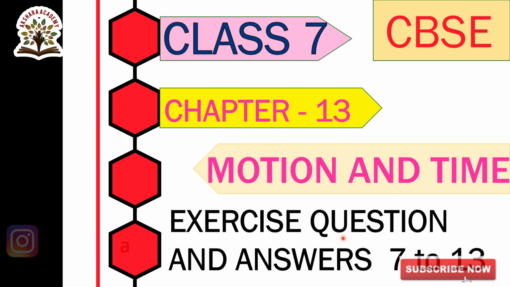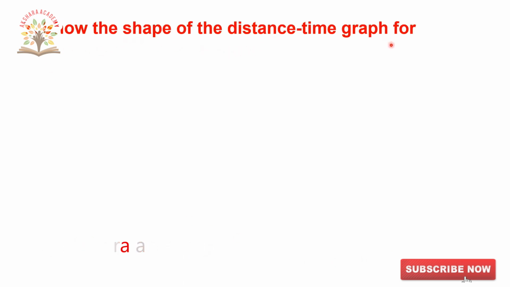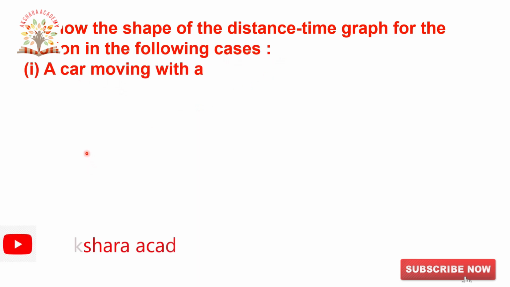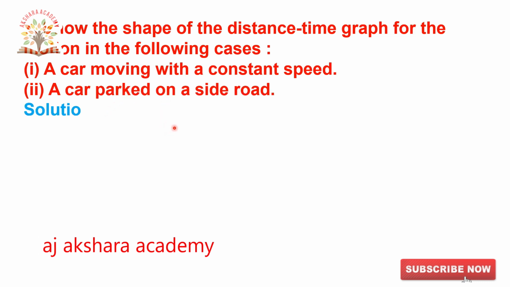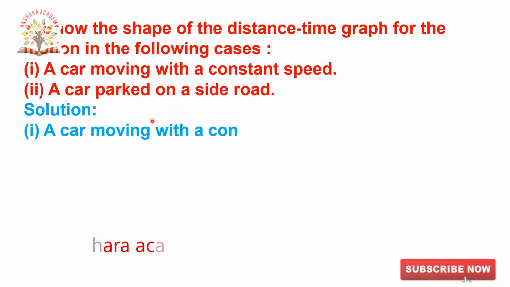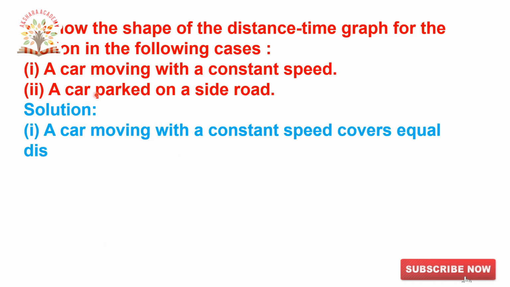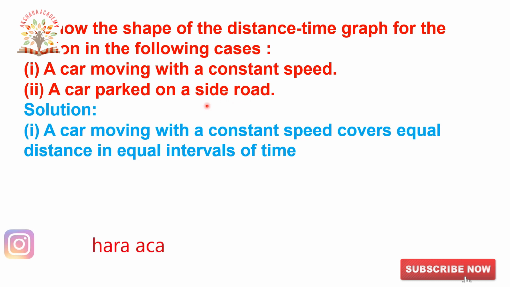Motion and time exercise question and answers from 7 to 13. Let us go to the first question. Show the shape of the distance time graph for the motion in the following cases. Here in this question they are asking that we have to show the shape of the distance time graph for these two cases. First one is a car moving with a constant speed, and the second one is a car parked on a side road. We will discuss one by one.